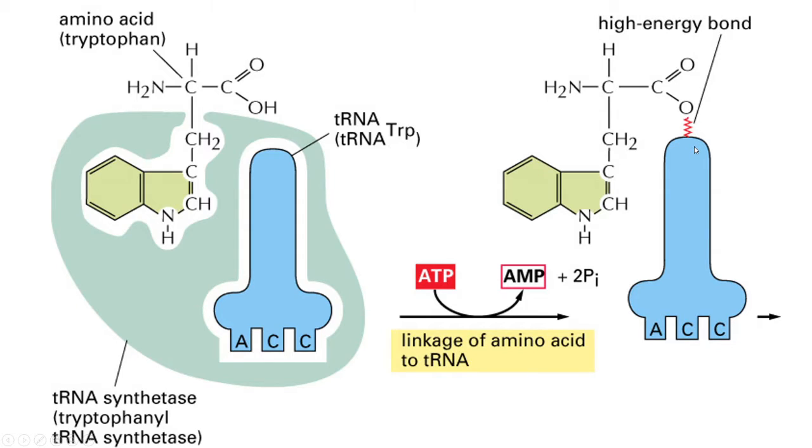So I'll repeat, each tRNA is charged with its specific amino acid by an aminoacyl tRNA synthetase, which attaches the carboxyl of the amino acid to the 3' hydroxyl adenosine terminal of the particular tRNA. So here we get an aminoacyl tRNA.